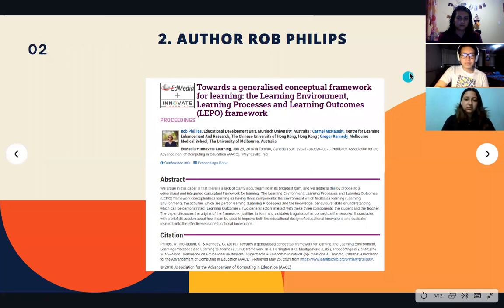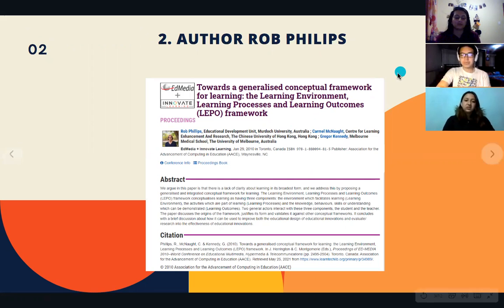The second author is Rob Phillips. He says that despite substantial research over many years about how learners learn, our understanding of that process is incomplete. Educational research has produced a variety of models and frameworks, many of which are quite narrowly focused and few of which have broad applicability. Much work has been done in the field of instructional design, but this focuses on how to design environments from which learners learn, or on environments which seek to teach learners at various levels.